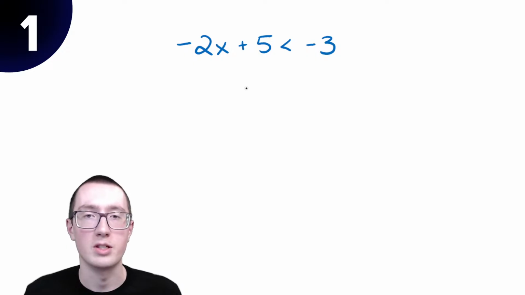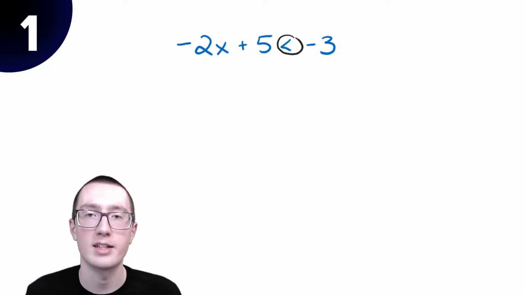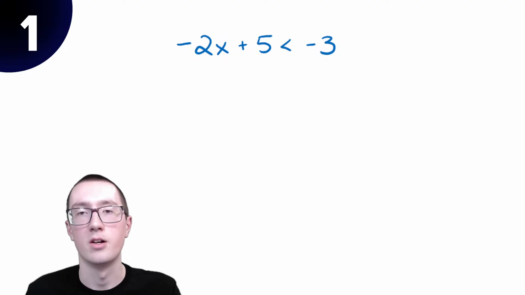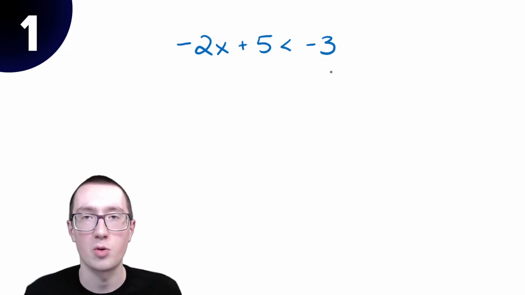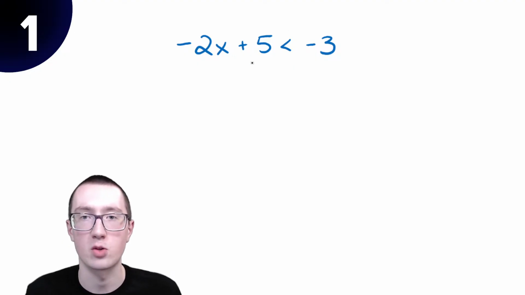Okay. So the first problem is a solve for x problem, but it's an inequality. That's because it has this less than sign here instead of an equal sign. So at first, that's not going to change anything that we do. We're just going to solve for x normally, but it's going to change something that we do at the end. So we need to get x by itself on one side of the inequality. And we have a choice. We can get rid of the -2 first, or we can get rid of the +5.